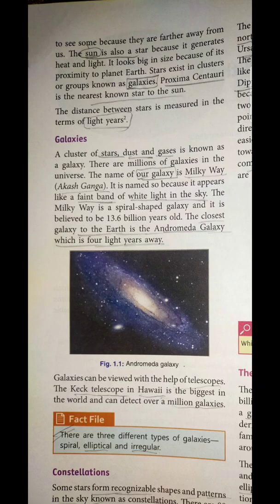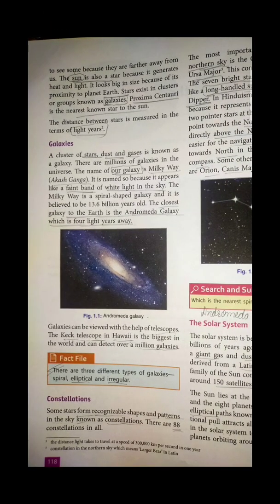A large cluster or group of stars is known as a galaxy, and Proxima Centauri is the nearest known star to the sun. Which is the nearest star to the sun? That is Proxima Centauri. The distance between stars is measured in terms of light years. Now we are going to understand the galaxies.